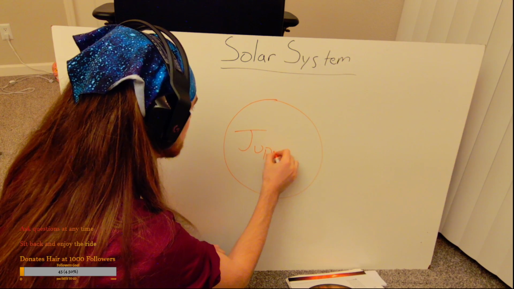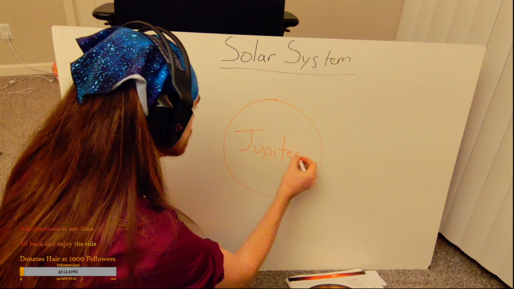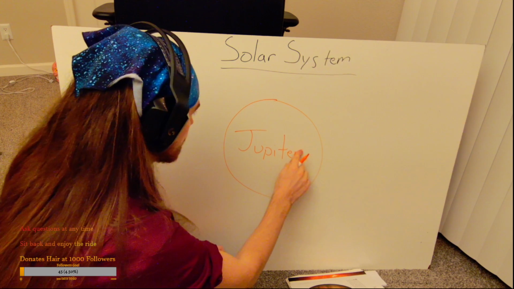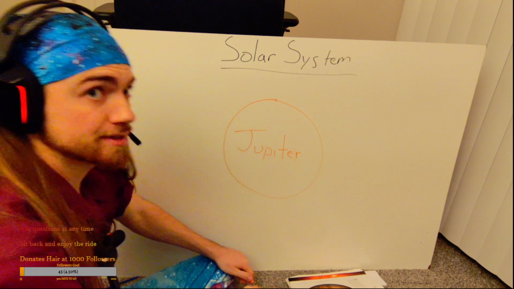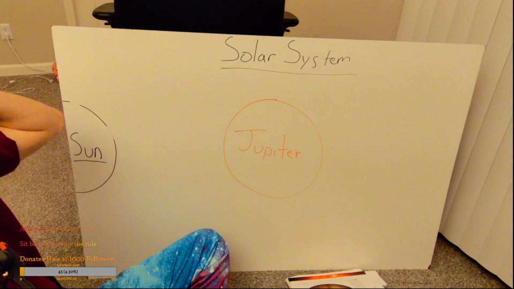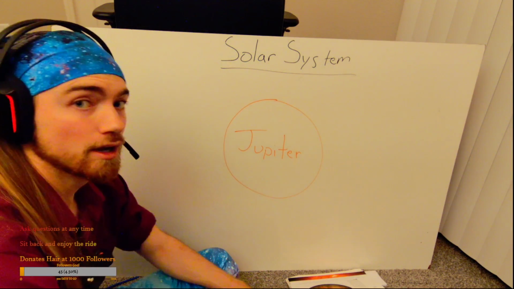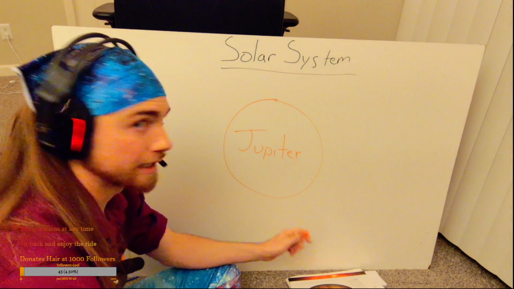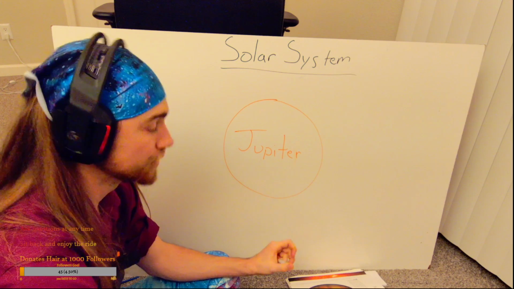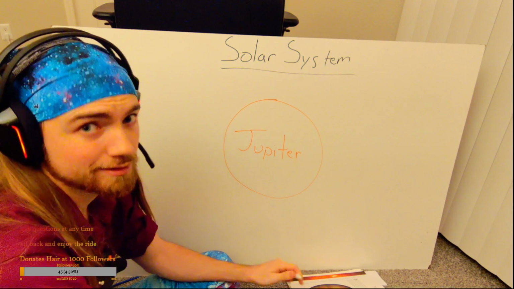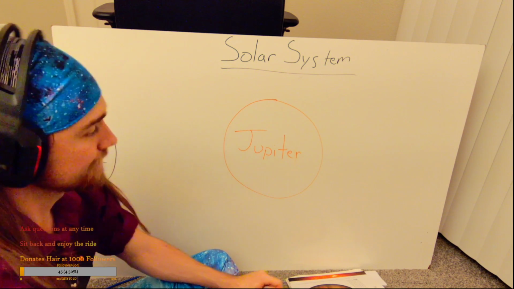Now with Jupiter, I might as well mention the naming for all of the planets. They are all Roman gods, which if you know anything about Roman mythology, it's essentially Greek mythology, but with different names. So Mercury being Hermes, Venus being Aphrodite, Earth being Gaia, Mars being Ares, Jupiter being Zeus, Saturn being Kronos, Uranus being Uranus, same thing, Neptune being Poseidon, and Pluto being Hades.